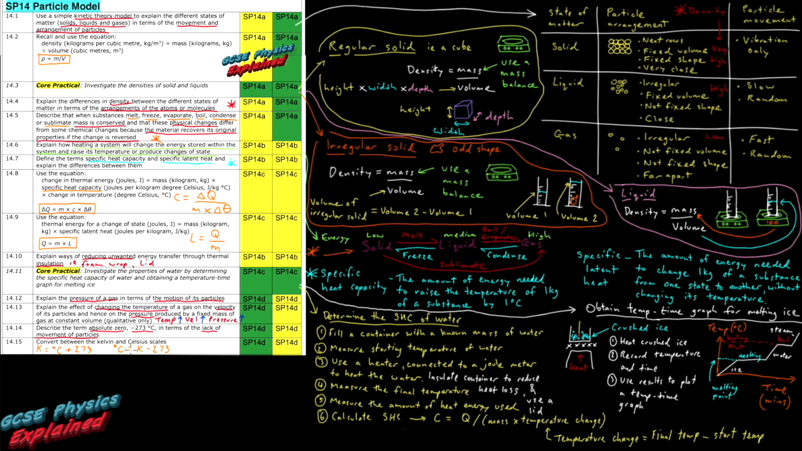Convert between Kelvin and Celsius scales. If it does ask you to do this, to convert degrees Celsius into kelvins, take the degrees Celsius and add 273 to it. For example, if you've got 27 degrees C, that'll actually be 300 Kelvin. To go from kelvins into degrees C, you take 273 away. So if you had 300 Kelvin, that's actually just 27 degrees C.